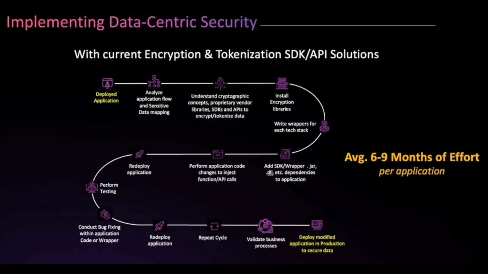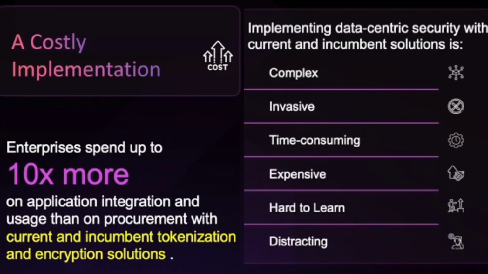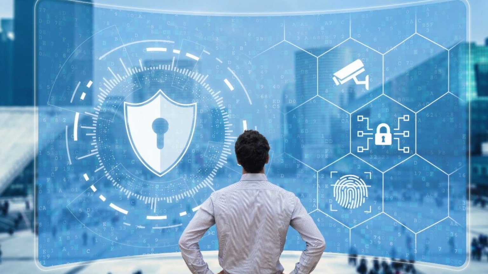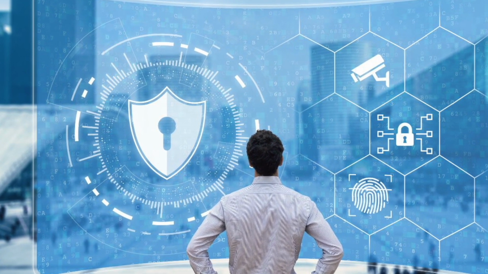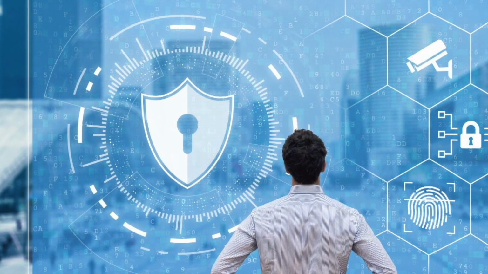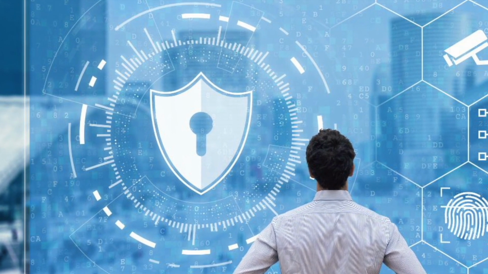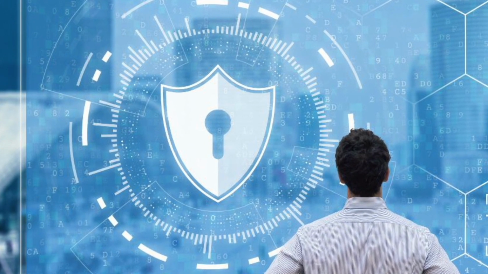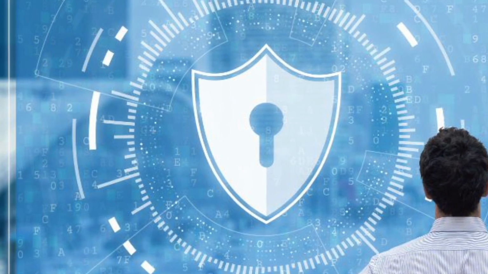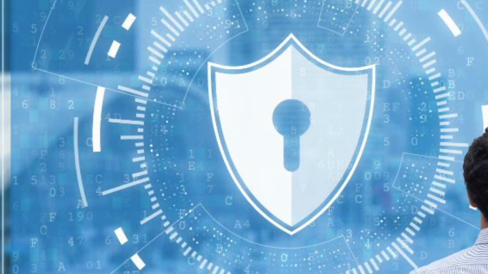But implementing data-centric security, whereby data is persistently protected at the data element level with current and incumbent solutions, is very costly. So how can enterprises protect their data in a data-centric manner efficiently, effectively, and economically, and also automatically bridge the process gap between risk identification and assessment by discovering and classifying data to risk remediation by protecting it at the data element level, and not have to resort to compliance-driven access and perimeter-based security controls?